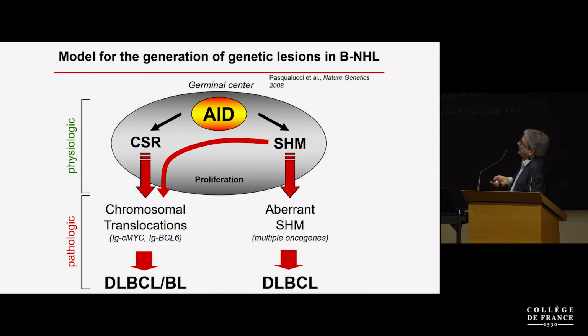The purpose of this slide is that if you make a mouse without AID, you'll have a histologically normal germinal center, but you'll have these two functions blocked. That mouse will not be able to generate germinal center-derived tumors, no matter which oncogenes you put in or other genetic manipulation that you do. So this is just to say that AID function is one of the important components, when it malfunctions, in generating the genetic lesions that underlie a lot of the pathogenesis of diffuse large B-cell lymphoma and other lymphomas.